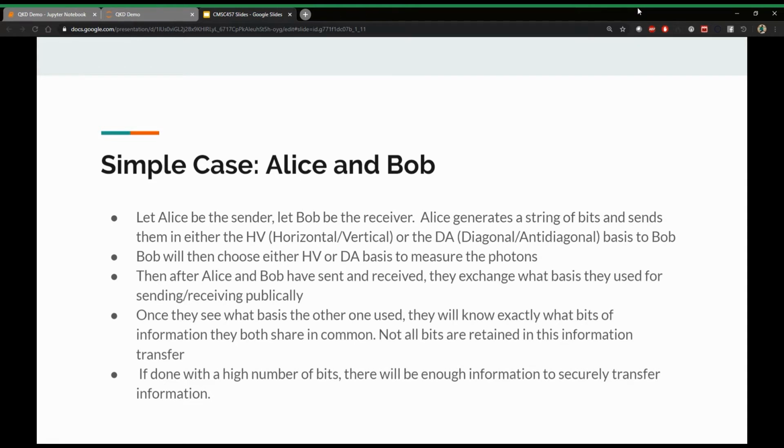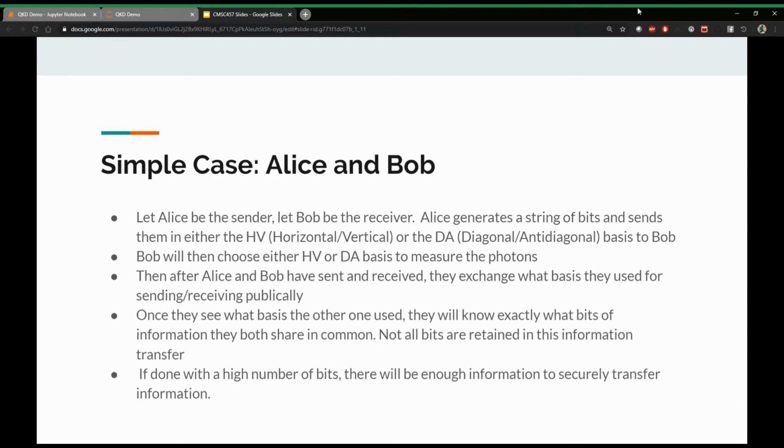And now we begin the actual encryption itself. Let's handle the simple case between a sender and a receiver. Alice generates a string of bits and will send them using either the horizontal and vertical bases or the diagonal and antidiagonal bases to Bob. Bob will then choose either the horizontal-vertical or the diagonal-antidiagonal bases to measure these photons.